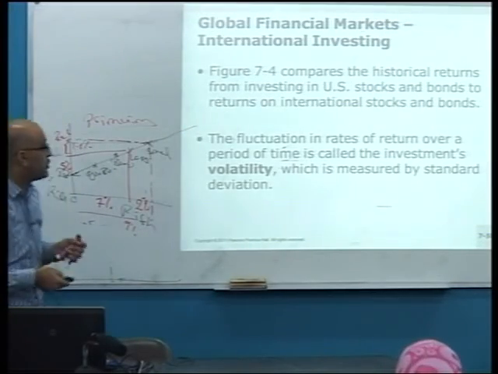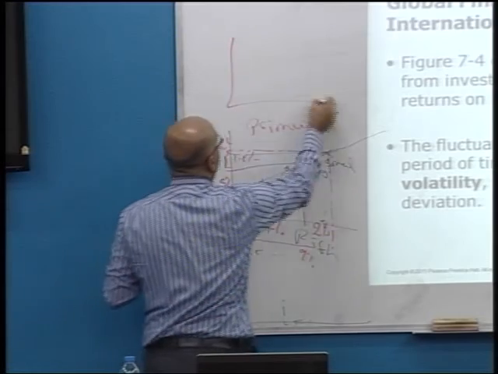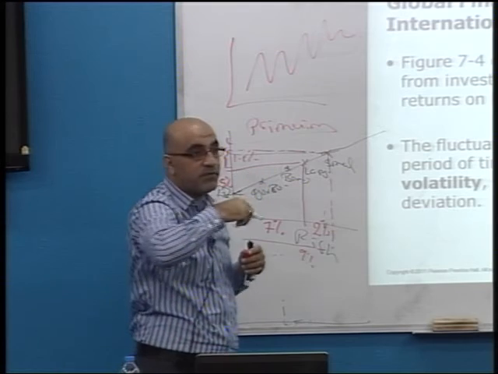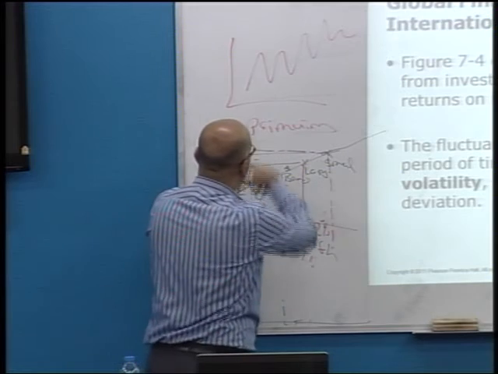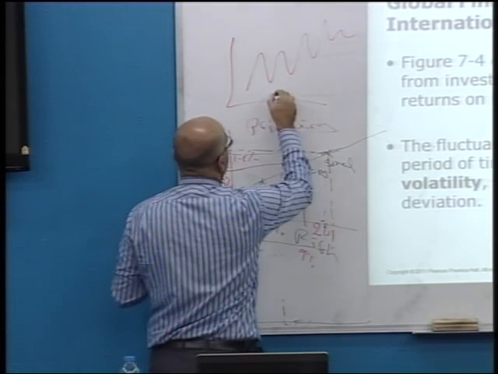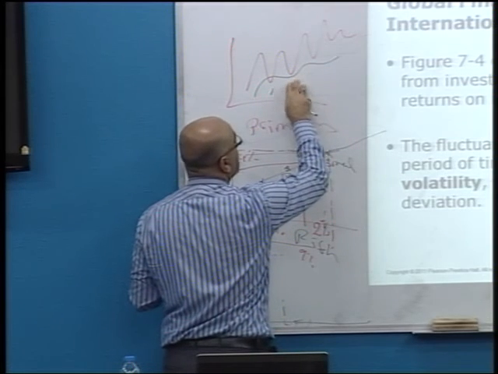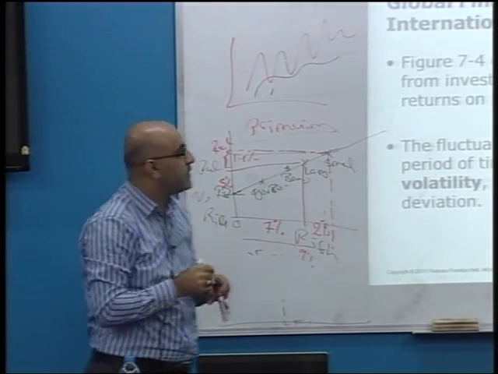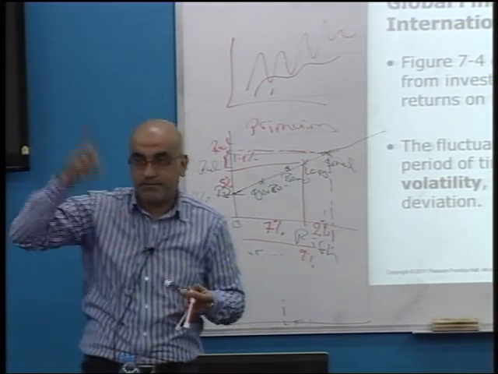The fluctuation in rates of return over a period of time is called investment volatility. So if we see here, this is volatility. The more volatile the stocks are in the market, the higher the risk. If you compare this one with this one, this has low volatility, so lower risk. This has higher volatility, so higher risk. So we can measure risk by using volatility, or variation.